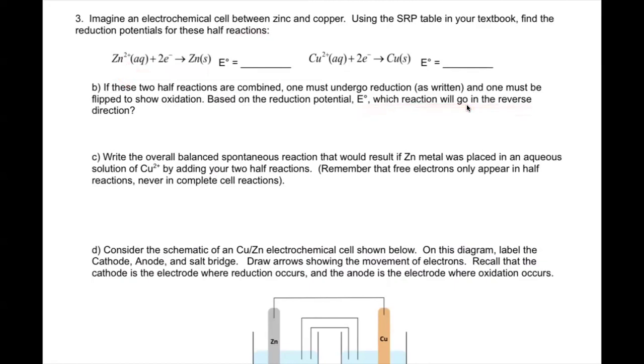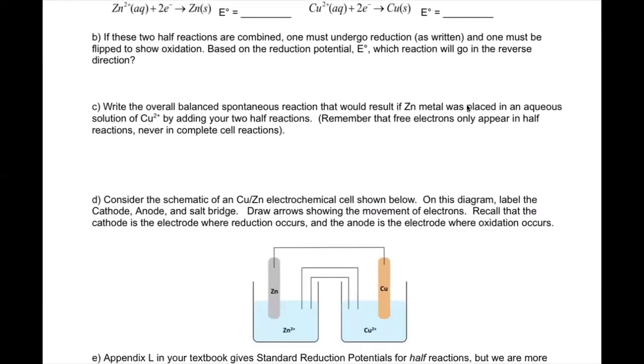Once you know that, we can now write our overall balanced chemical equation, right? By adding the two reactions together, taking note that one of them must have been flipped around. So it's an oxidation. And so all of your electrons will cross out. So we have 2 electrons and 2 electrons. So currently they're both on the reactant side. So 2 of those need to be on the product side after you flip them, so they cross out.